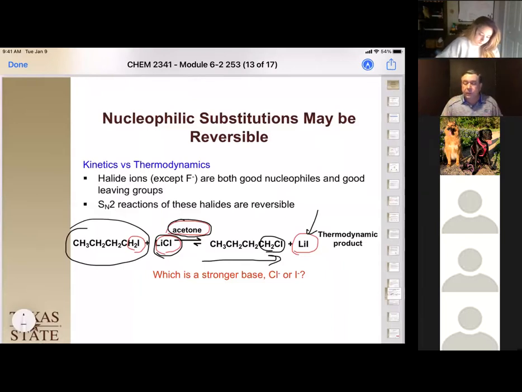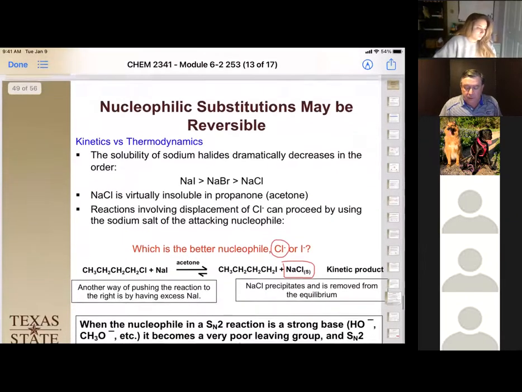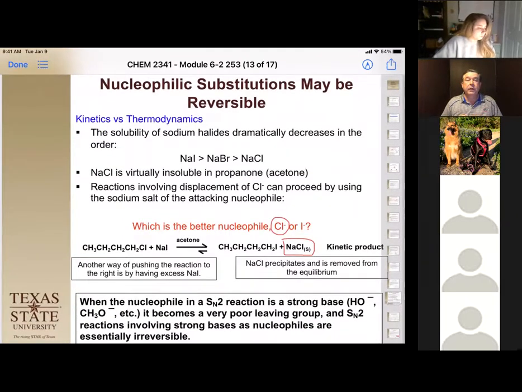However, we can trick it by converting it to the kinetic product. The way it's done is that we can actually go in the reverse reaction if we have a salt that is soluble in acetone. For example, the iodide here is soluble in acetone. And when it reacts as a nucleophile, even though it's the weaker base, and in this case it's a polar aprotic solvent, it's the weaker nucleophile.